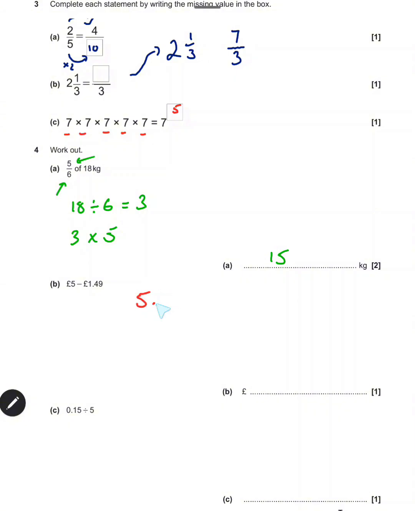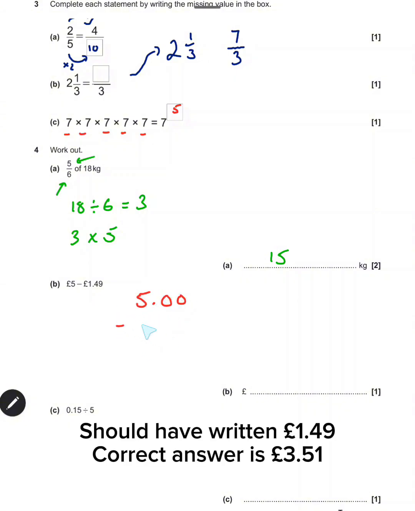Well, I'm going to write £5 as £5.00. And I'm going to take away £1.49, just making sure that my decimals line up. And we've got decimal, so there's going to be a decimal there. Working downwards, remember, we can't do 0 take 9 or 0 take 4, so we need to borrow from here and put a 1 there. And then we're going to need to borrow from there and put a 1 there.